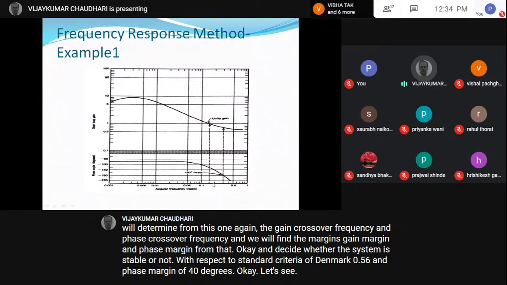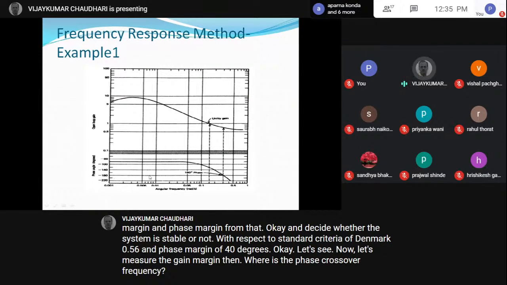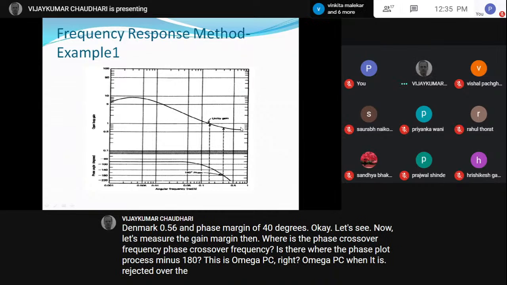Let's measure the gain margin then. Where is the phase crossover frequency? Phase crossover frequency is where the phase plot crosses minus 180. So this is omega PC, right? So omega PC, when it is projected over the gain plot, is somewhere here.